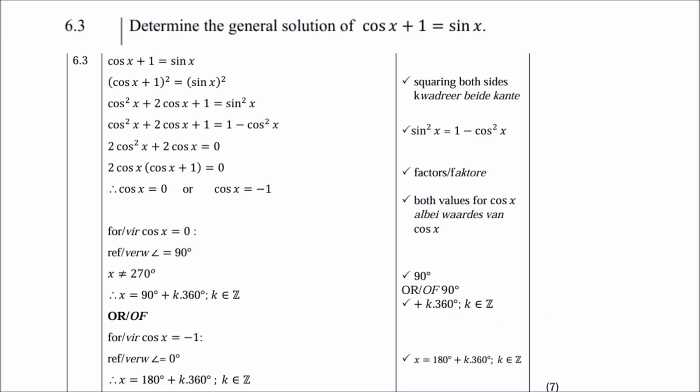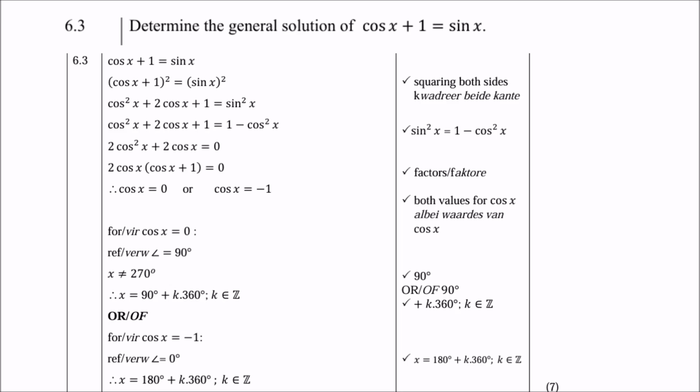6.3, determine the general solution of cos x plus 1 equals sine of x. Now remember, the whole idea of trig equations is that you can only have either sine or cos or tan, but you can't have two of them in one equation. So here I must either replace cos with sine or sine with cos, but there's no link yet. However, if I maybe try quadratic identities, that might work.